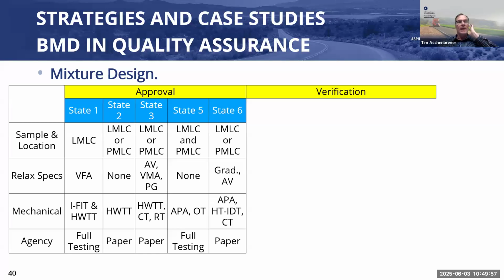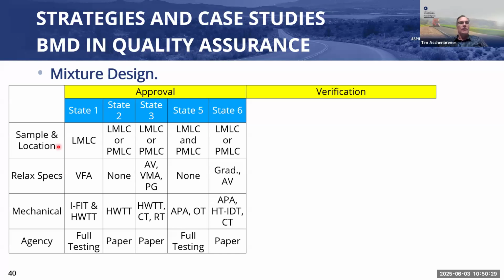I think the other point I want to make is quality assurance is all those planned and systematic activities that lead ultimately to acceptance. And mixed design approval, mixed design verification, that's part of your quality assurance program, just like acceptance is. So as we start off, I had mentioned 6 states, but here I have 5 listed because 2 of the states were very similar. And so we look at these 5 states.